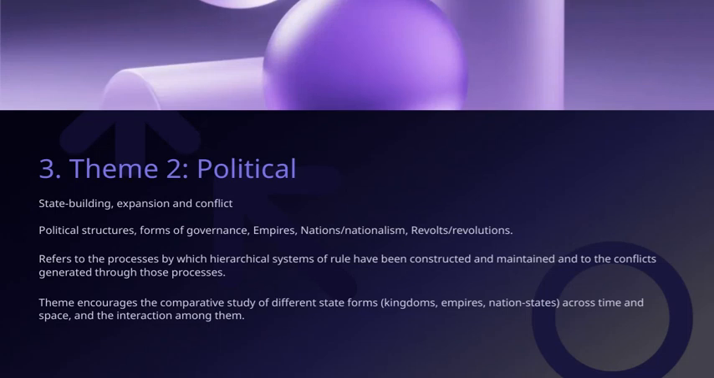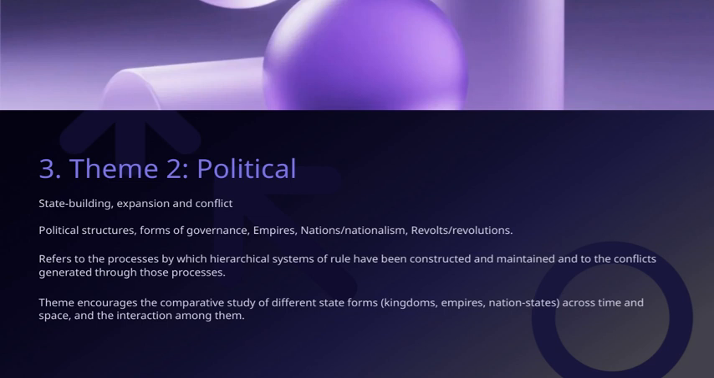Today, I want to focus on the theme that encourages us to compare different forms of states, whether they are kingdoms, empires, or nation-states, across different periods and regions. It's about understanding not just what these states are, but also how they interact with each other over time. This theme helps us see the bigger picture of political development and change.